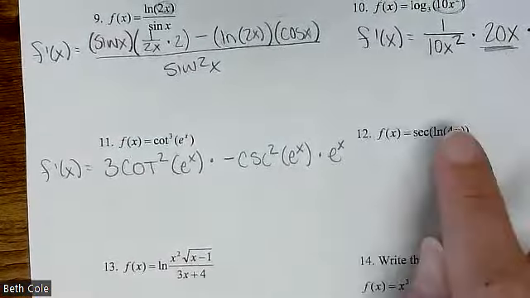This is another chain rule. I'm going to start down here because it's going to be really long. The most outside function is secant. Would it be positive or negative?